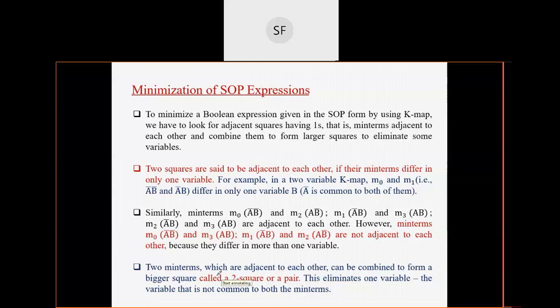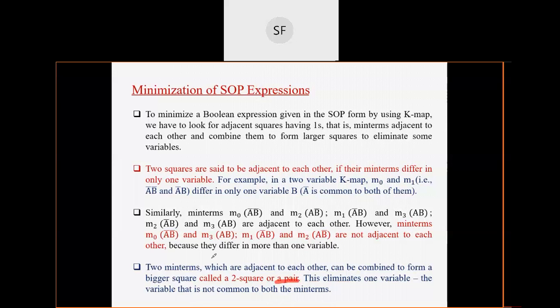Now, two minterms which are adjacent to each other. Now we know what adjacent minterms are. Two adjacent minterms can be combined to form a bigger square. मतलब दो adjacent minterms अगर आपने combine की तो एक बड़ा square हो जाएगा, and that square will be called a two square. क्यों? क्योंकि उसमें दो square है. So it can be called a two square or it is also called a pair. Pair मतलब जोड़ी.